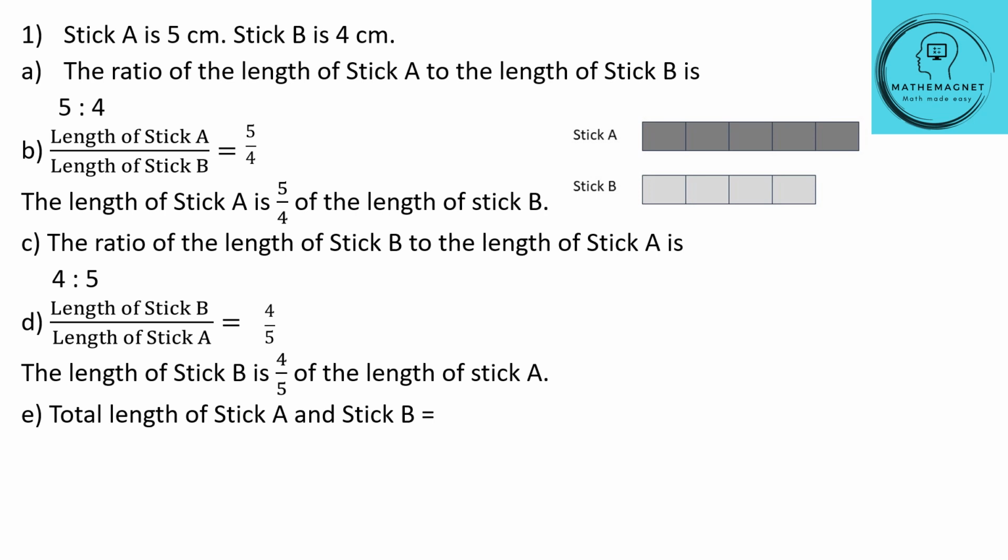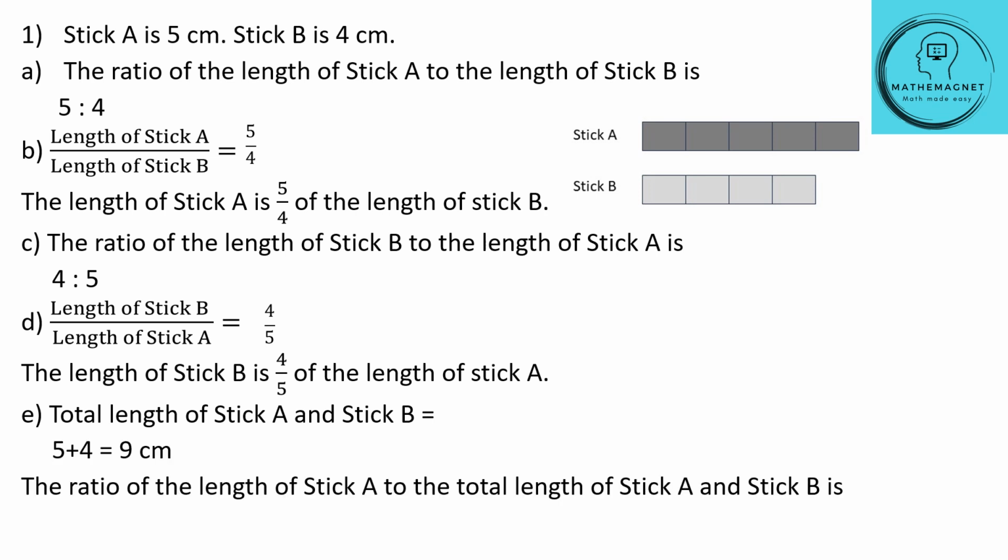Total length of stick A and stick B will be 5 plus 4, which is 9 centimeters. So the ratio of length of stick A to the total length of stick A and B will be 5:9. 9 will be your total, so it will be 5:9.